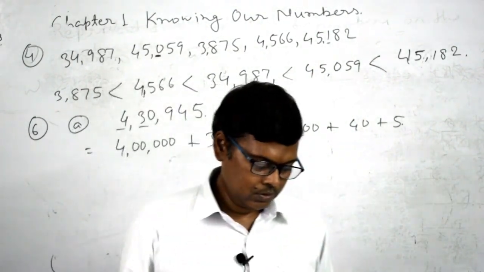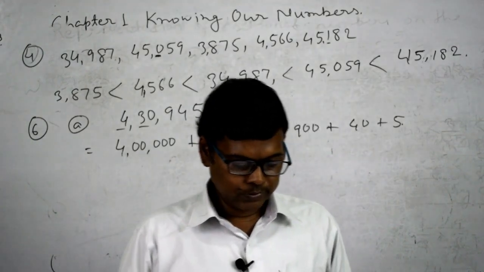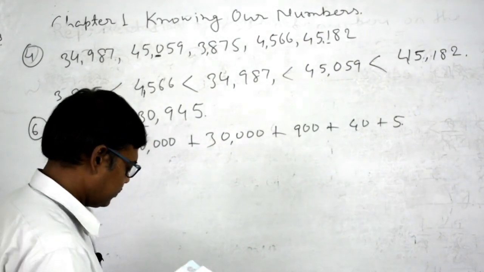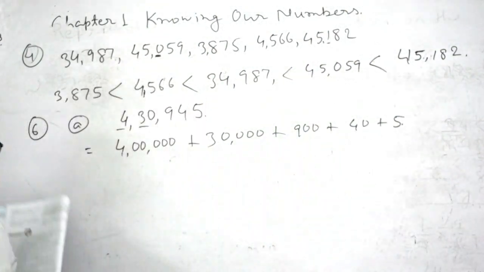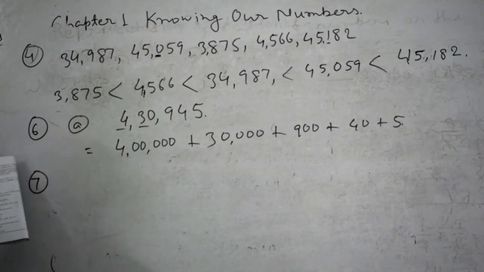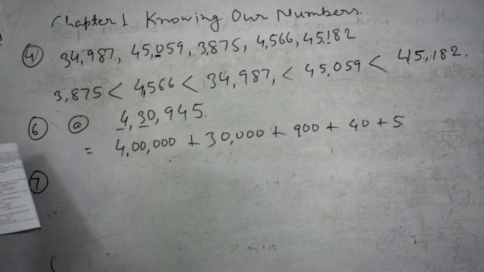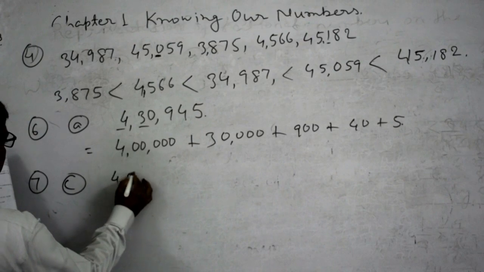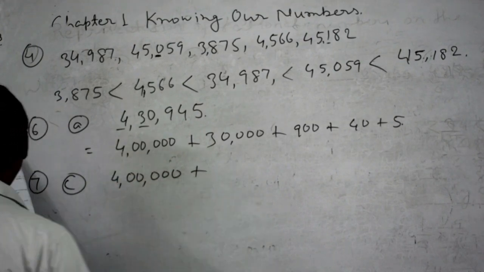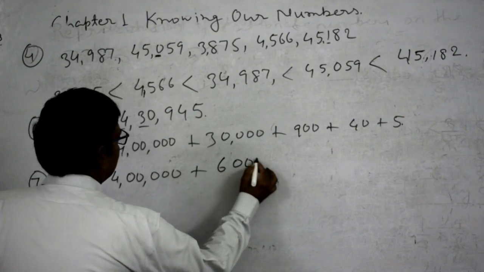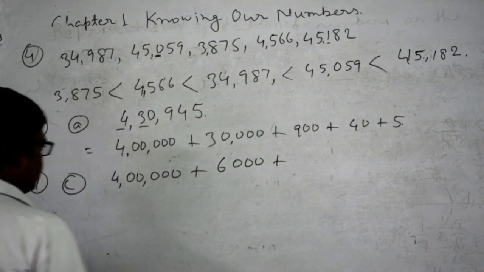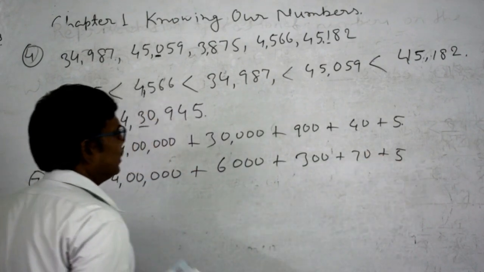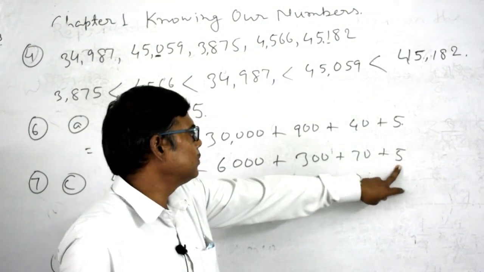Okay, and there are 2 more questions. Now question number 7. Question number 7 is that we have to write the number in the standard form. So for example, take any question here. I will take question number C. It is 4 lakh plus 6,000 plus 300 plus 70 plus 5. So here see that the 5 is at the ones place, then 7 is at the tens place, and 3 is at the hundreds place, and 6 is at the thousands place, but there is no number at the 10,000s place.